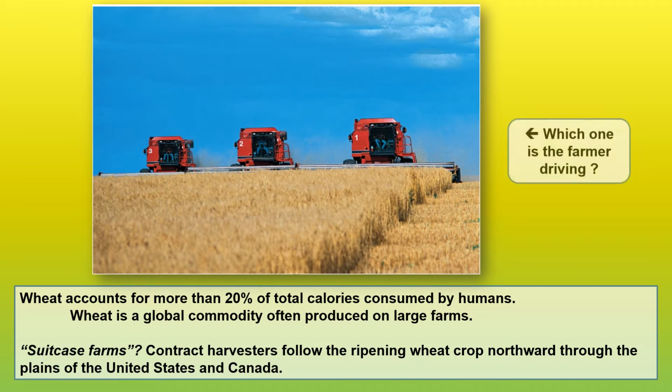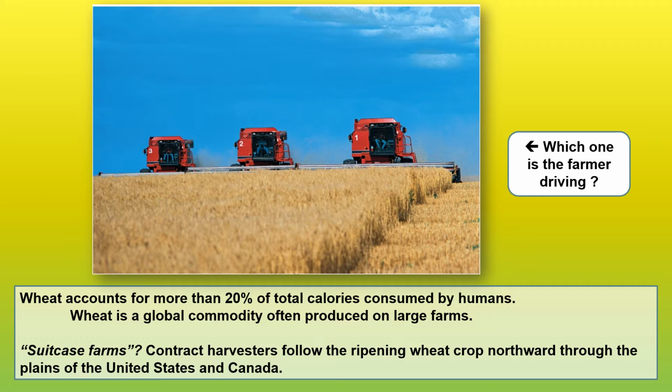First, we can take a look at a few preliminary photographs. All right, so what you have here is wheat being harvested. And usually in class, I like to ask students, which one of these? Is it harvester number 1, number 2, or number 3? Which one do you think that the farmer is driving?